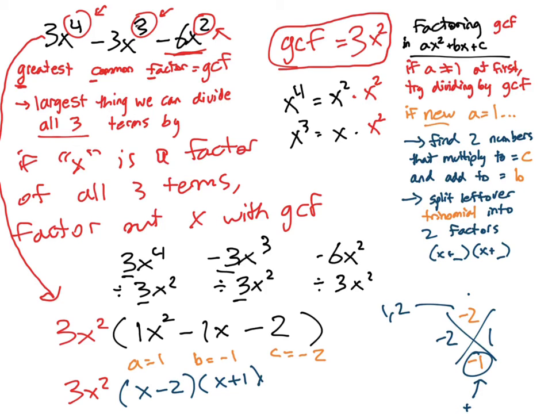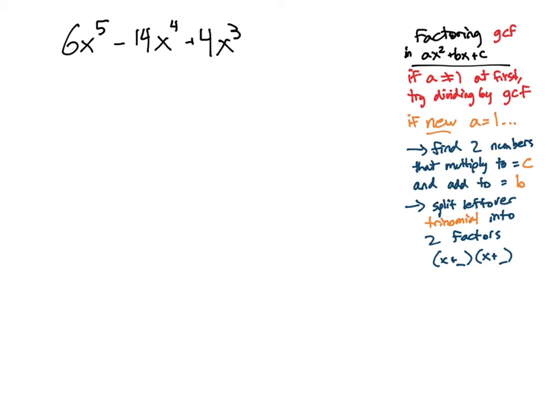So let's do one more example. In this trinomial, we can actually not divide by 6, even though that is the leading coefficient, because these other two coefficients are not divisible by 6. The biggest number that each of these is divisible by is 2. But there's also a variable we could divide by. The biggest variable that all three of these terms have in common is x to the power of 3.